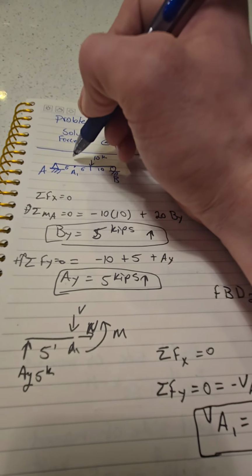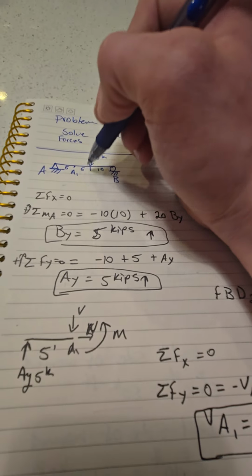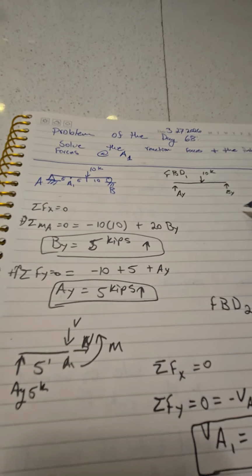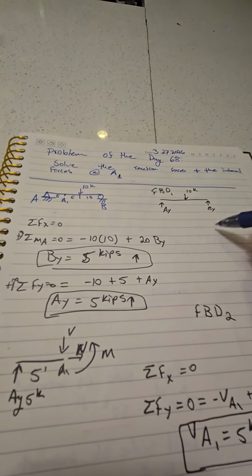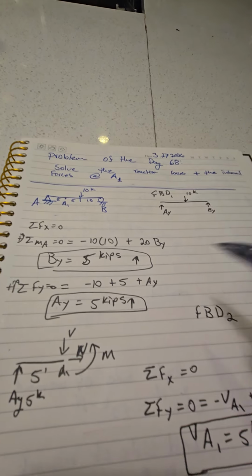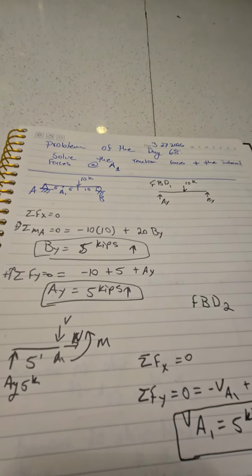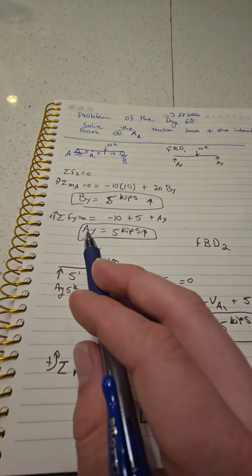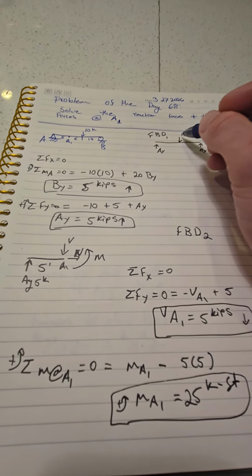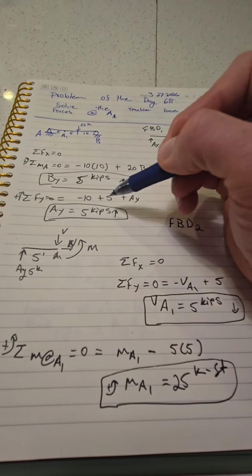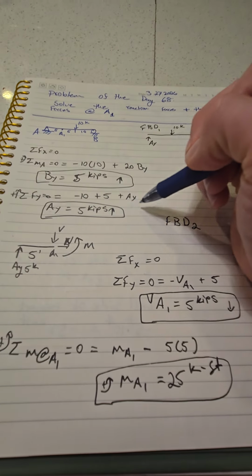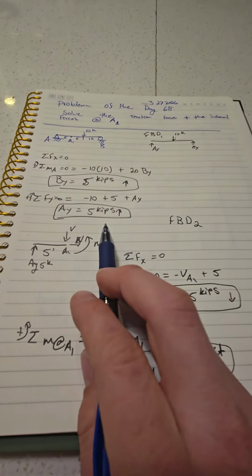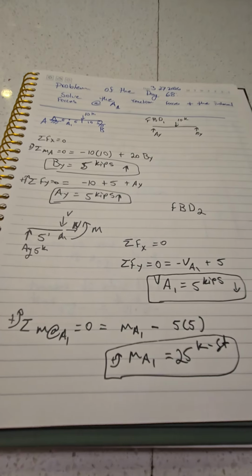clockwise, where I set positive as counterclockwise, and then you have a plus BY times 20, because that's spinning in the counterclockwise direction. Once you solve this equation, you get BY equals 5 kips. Then we solve the forces in the y direction. So now you have 5 kips here, 10 kips here, so it's really just negative 10 plus 5, plus AY equals 0. Solving for AY, you get 5 kips.